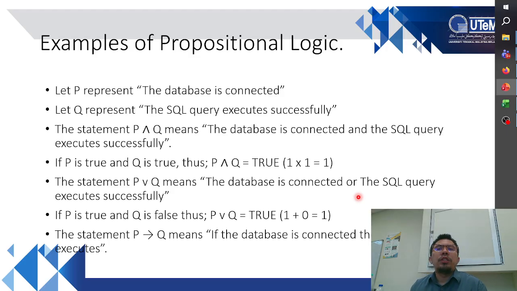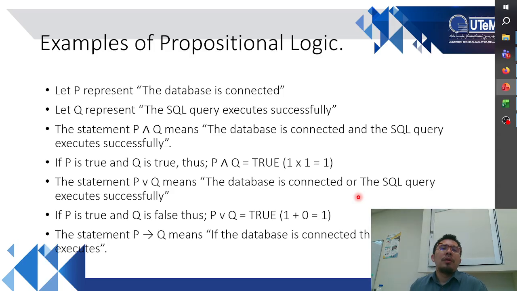An example of propositional logic. Let P represent the database is connected. Let Q represent the SQL query executes successfully. So the statement P and Q means the database is connected and the SQL executes successfully. If P is true and Q is true, then 1 multiplied by 1 equals 1, because the logic of AND is multiplication.